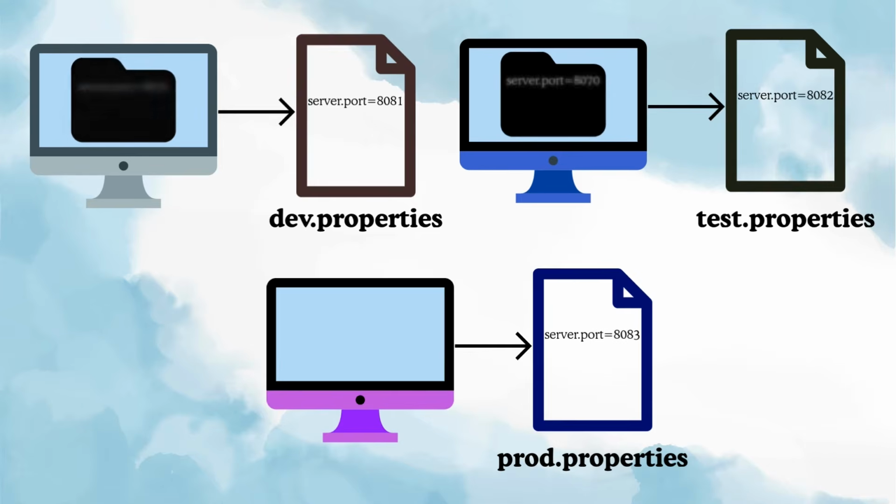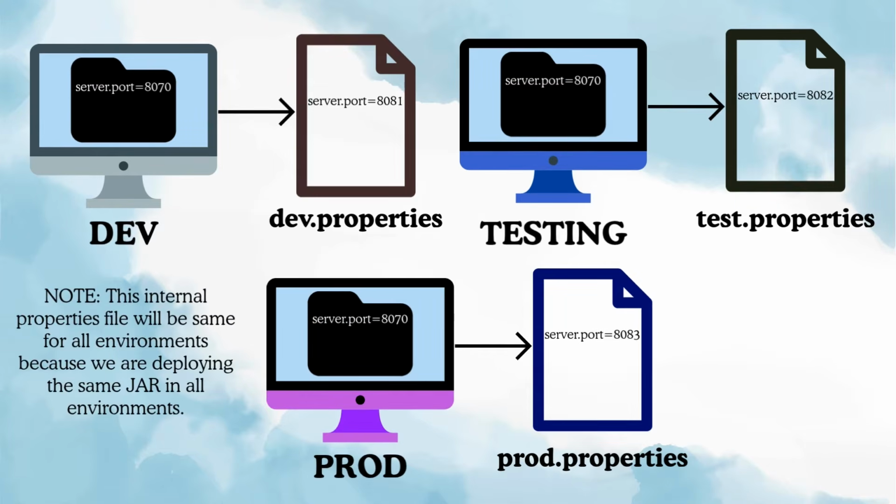Well, that file still exists inside the application jar. It doesn't disappear, it's still a part of your project. But here's the key point. When we provide an external property file, it overrides the internal one. So if a property is present in both the external and the internal file, then the external value takes priority and the internal one is ignored.